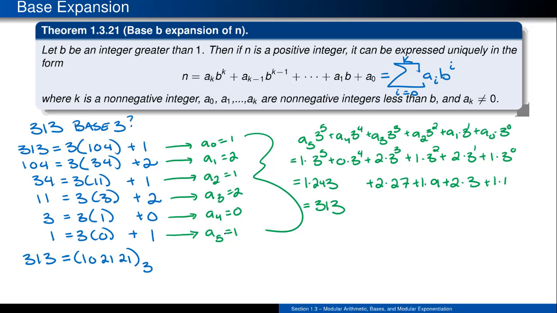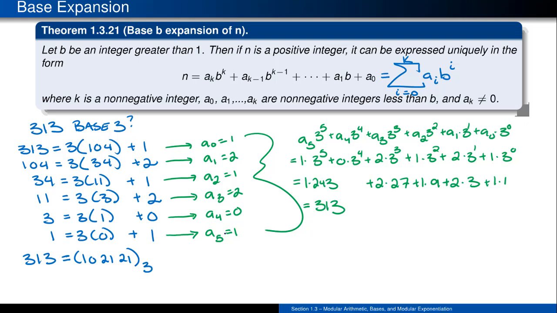What I'm going to do is take that quotient that was generated, that number 104, and divide it by a 3. So in this case, 104 divided by 3 gives me 34 with a remainder of 2. And then I take that 34 and divide it by a 3, giving me a remainder of 1 and a quotient of 11.